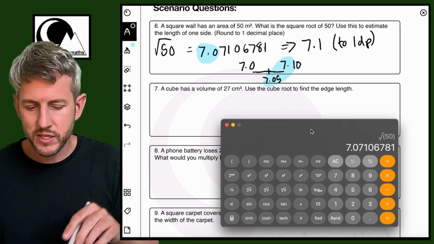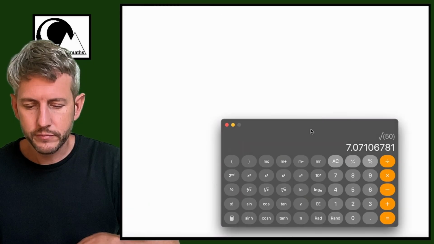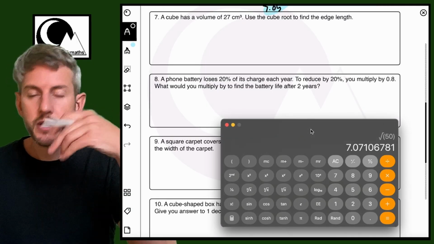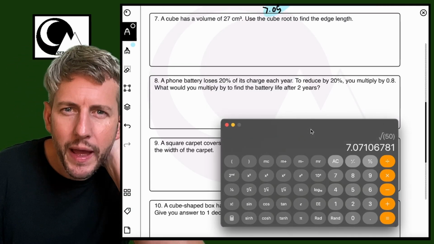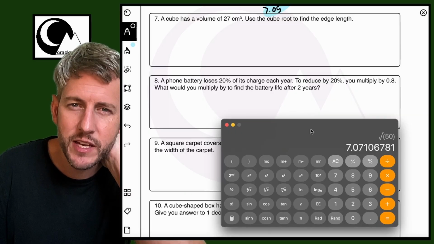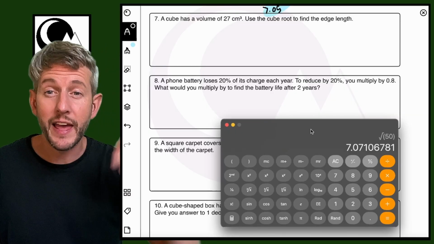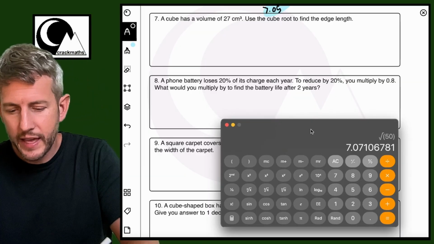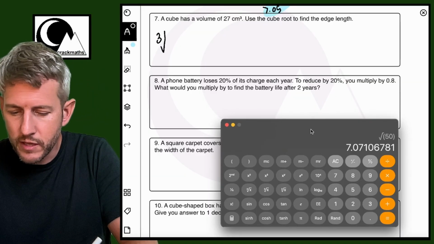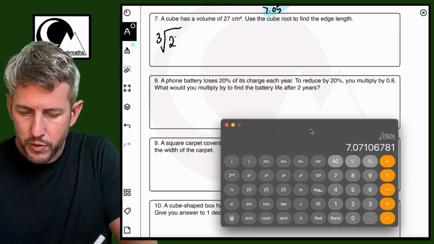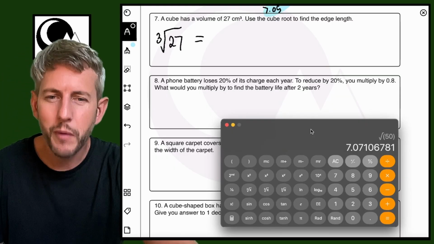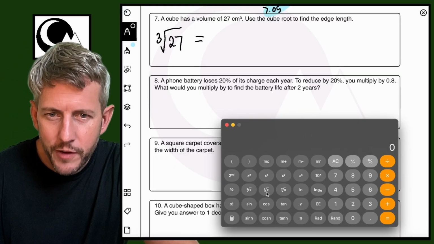Right, let's look at question 7. Question 7 says, a cube has a volume of 27 centimeters cubed. Use the cube root to find the edge length. So again, we want the cube root this time. So this is the root with the 3, the cube root of 27. You might already know it. If you don't, let's find it out.